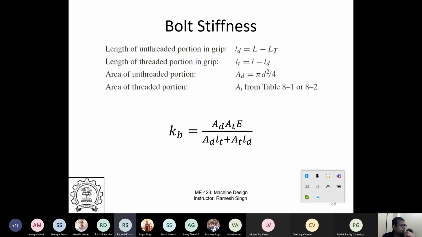Hello, sir. Am I audible? Yeah, you are. Sir, what is the difference between the application of studs and bolts? Like, where are studs used and where are bolts used? Why do we prefer one over the other? Pardon, I didn't get you. Can you repeat it again? Sir, studs versus bolts. Where do we use studs and where do we use bolts, and why?